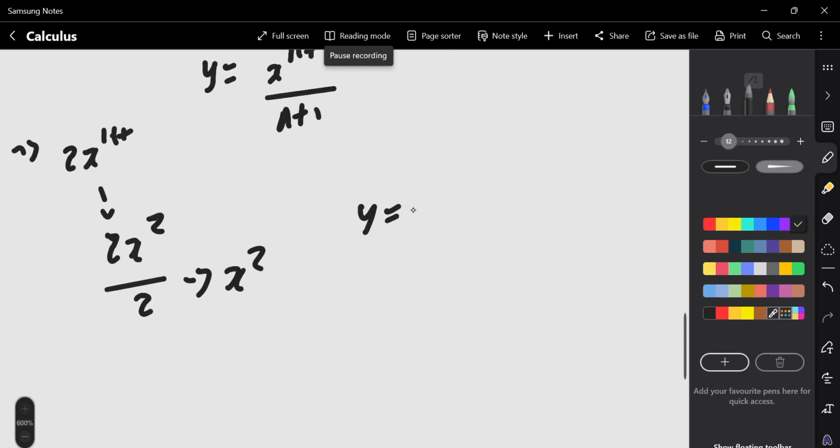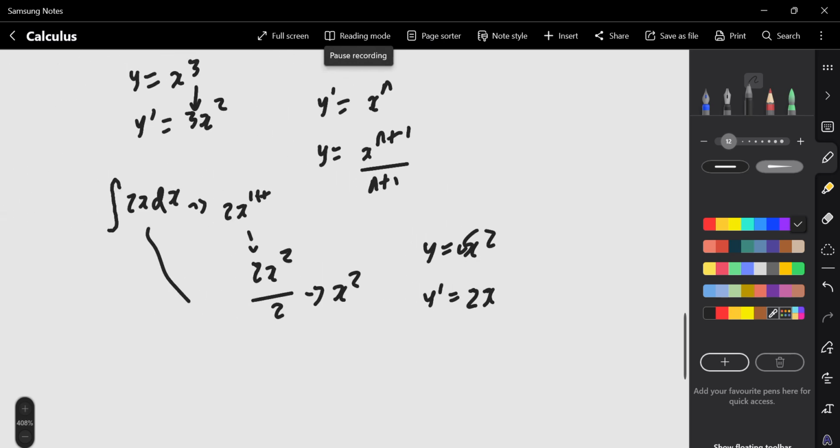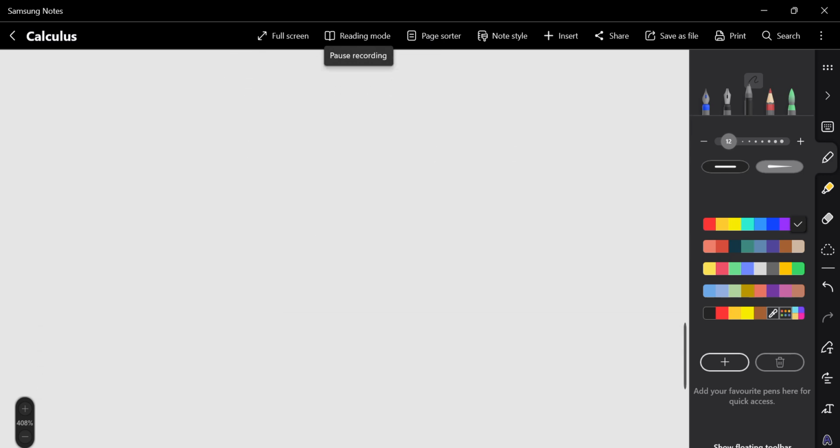Does this work? Well, let's say y equals x squared, and we want to differentiate. Pull the power down, y prime equals 2x. Take one away. Do we get the same function? Yes, we do. So this rule is true. And so basically, you're just adding 1 to the power and dividing by the new power every time.